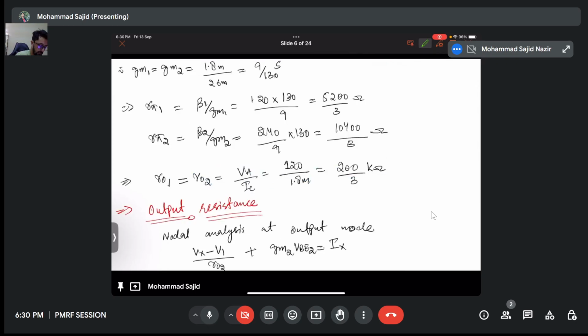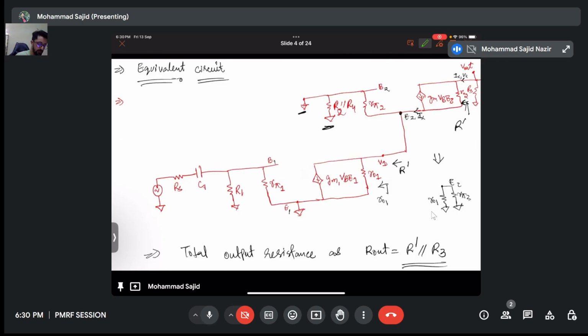Okay. So check the steps from this equivalent circuit and see if you got the same values. Just substitute the values and see if you get the right answer.